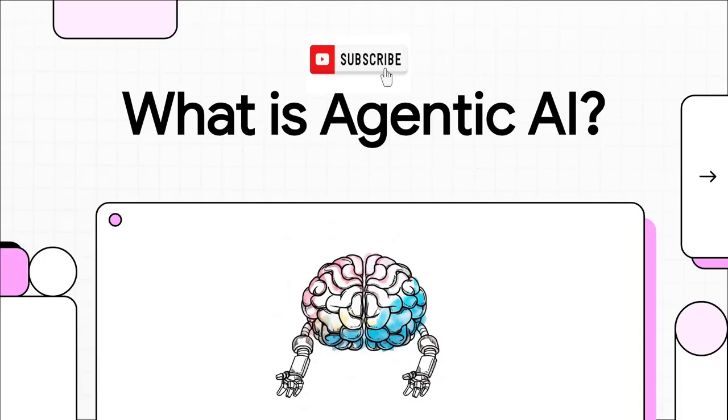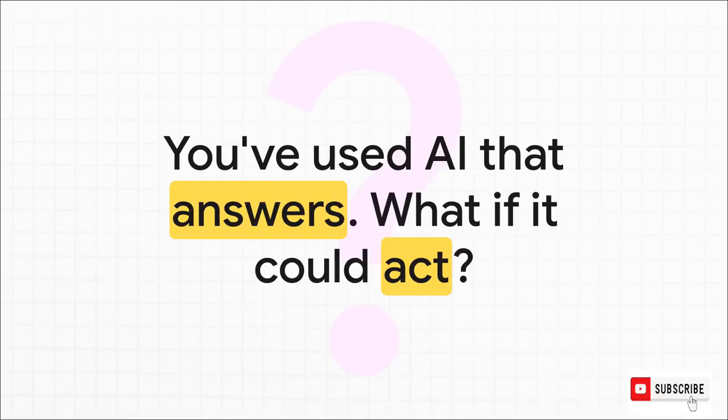All right, let's talk about what feels like the next huge step in artificial intelligence. You've probably been hearing the term pop up more and more. We're talking about agentic AI. So, you've definitely used AI that can answer a question, maybe write an email for you, or even generate a picture. But what if it could actually do more? What if instead of just talking to you, it could take action for you? That's the huge idea we're going to unpack right now.